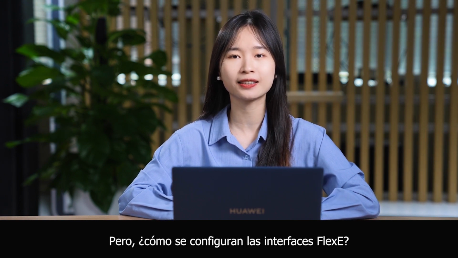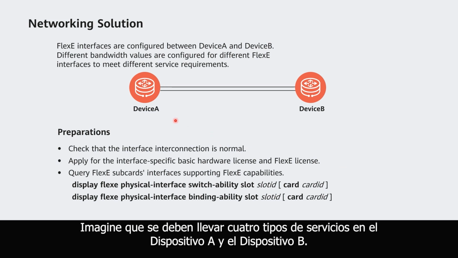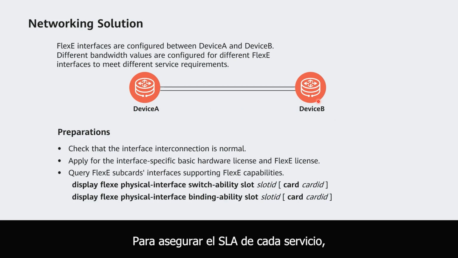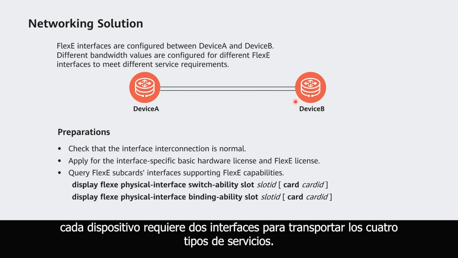But how do you configure FlexE interfaces? Let's imagine a network consisting of two devices by way of explanation. Imagine that 4 types of services need to be carried on device A and device B. To ensure the SLA of each service, configure FlexE interfaces between the devices and set bandwidth values to 4 gigabits per second, 15 gigabits per second, 20 gigabits per second, and 30 gigabits per second. So if the rate of a single interface is 50 gigabits per second, each device requires 2 interfaces to carry the 4 types of services.